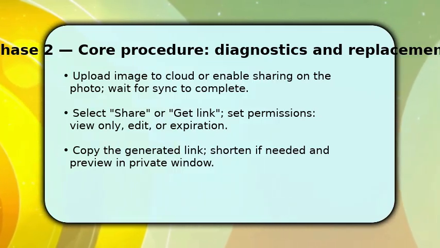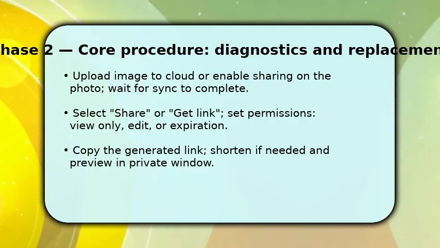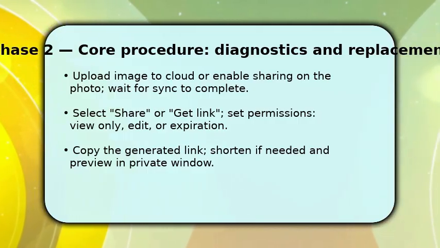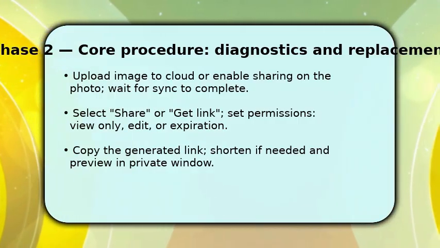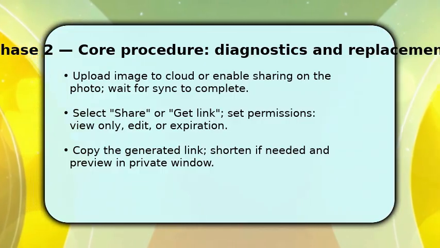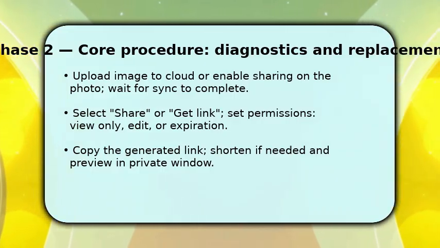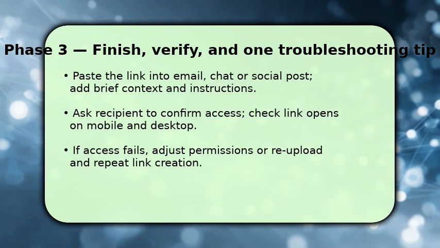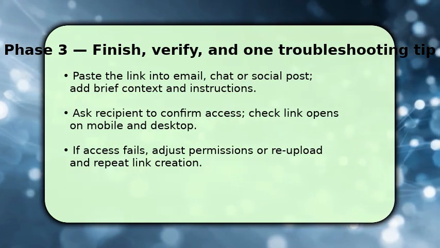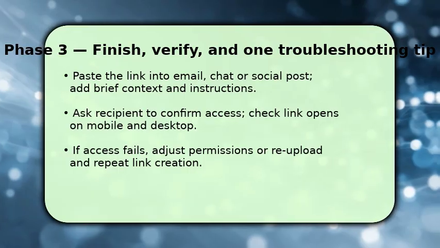Once the service creates the URL, copy it, and if you want a cleaner address, shorten the link. Then preview it in a private window to confirm it opens correctly before you send it. You finish by pasting the link into your chosen channel and give a short line of context, who, what, and any password or expiry details.